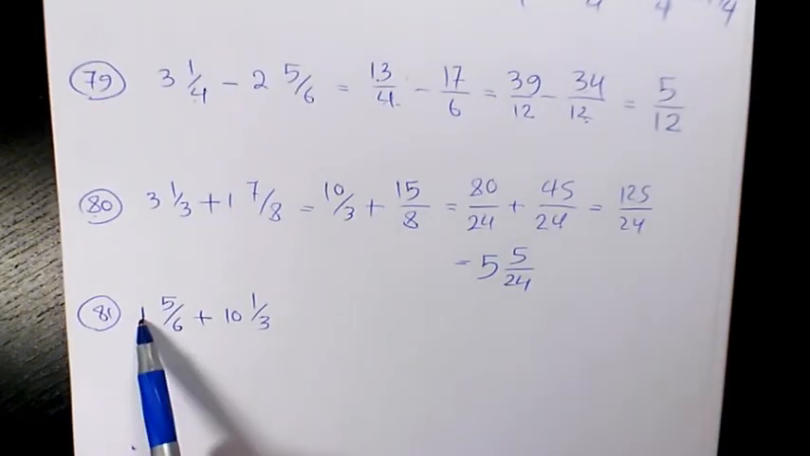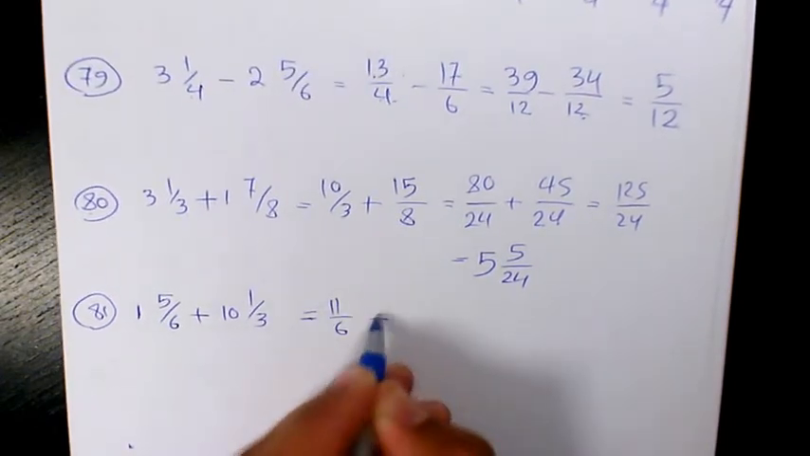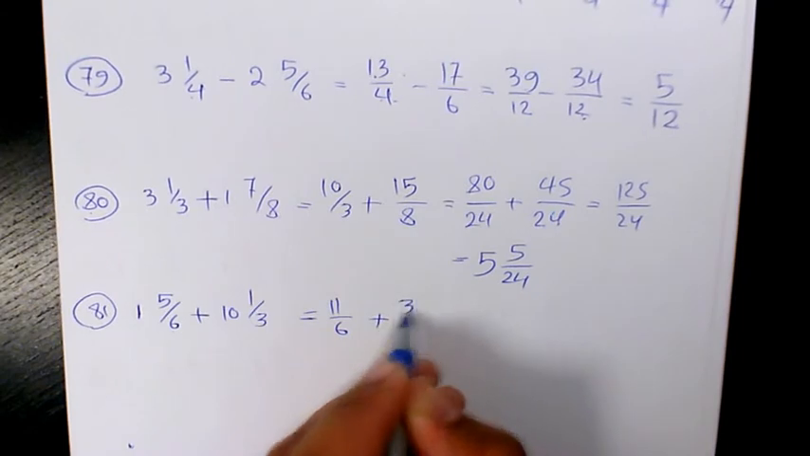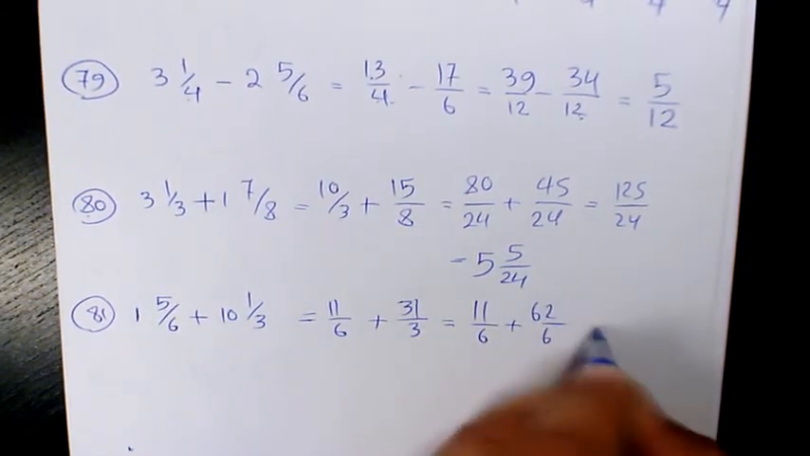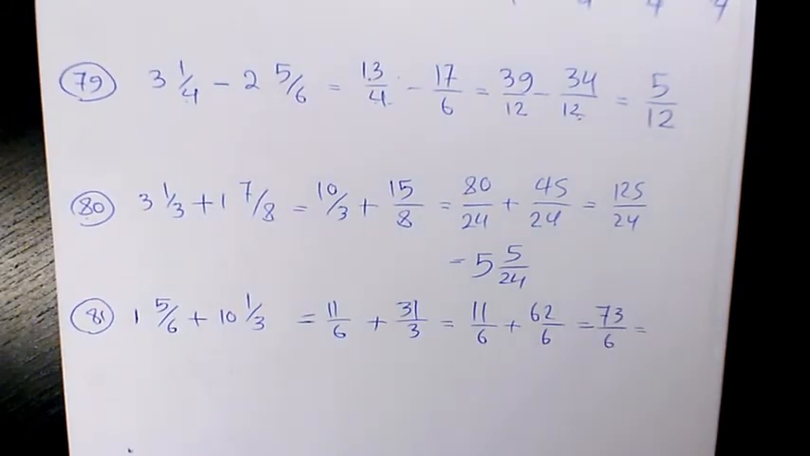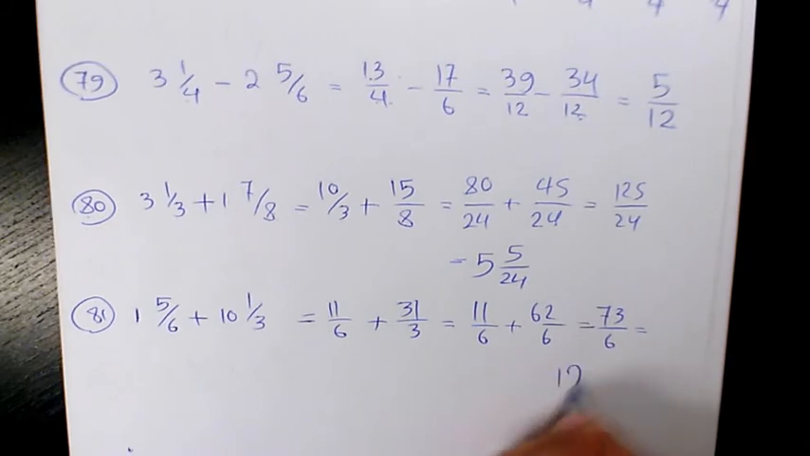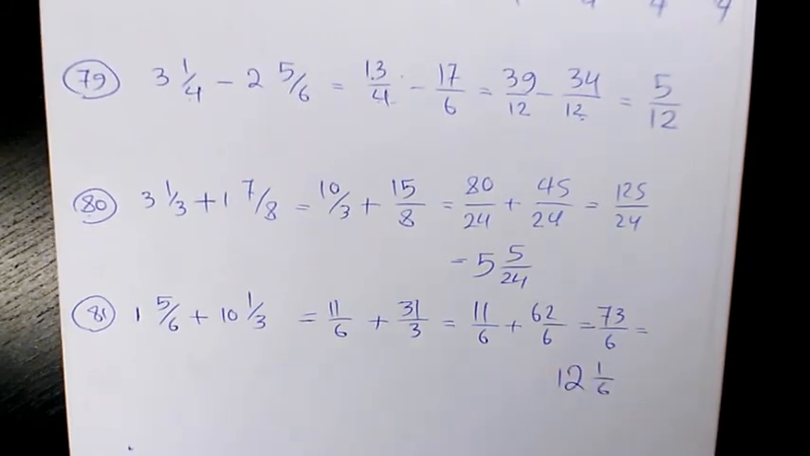1, 5 over 6. 1 times 6, 6 plus 5 is going to be 11 over 6. Plus 10 times 3, 30. Plus 1 is going to be 31 over 3. So it's 11 over 6 minus 62 over 6. 73 over 6. So 12. 12 times 6, 72. 1 over 3. 1 over 6. So it's going to be 12, 1 over 6.